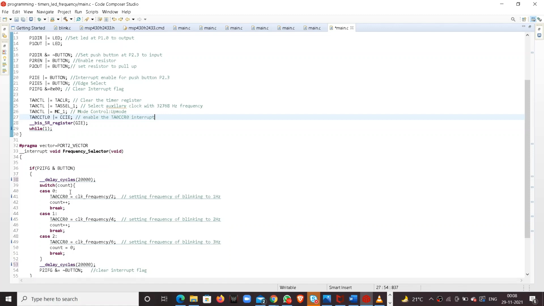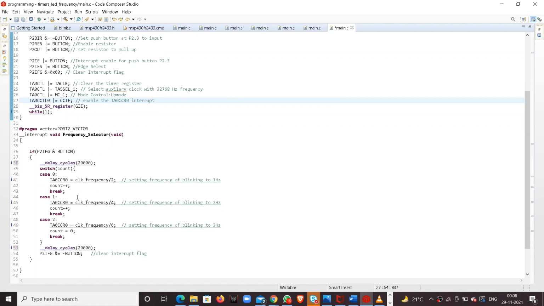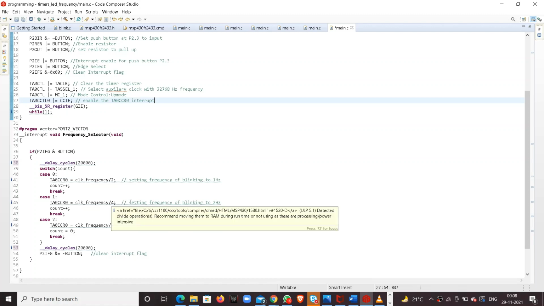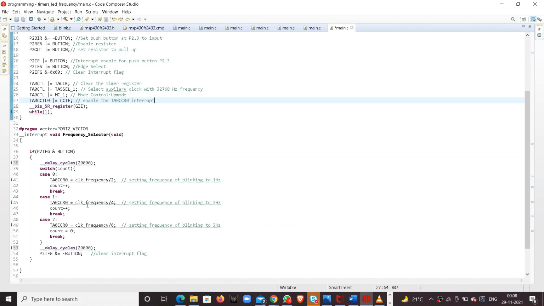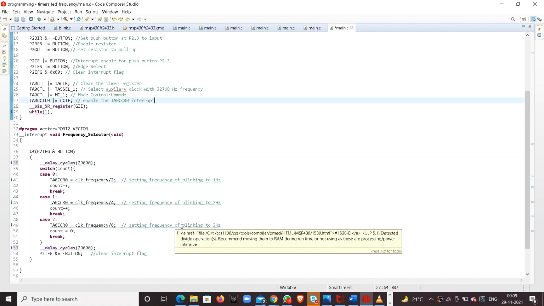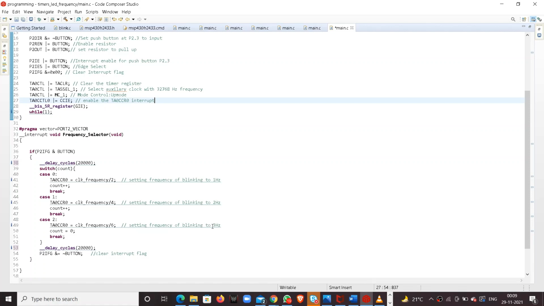If we press the switch twice, the count will be 1, and the TACCR0 value will be set to clock frequency by 4. Means the LED will be blinking twice in each second, so the frequency will be 2 Hz. And similarly, when we press the third time, the TACCR0 value will be set to clock frequency by 6, and the LED will blink thrice every second, so the frequency will be 3 Hz.